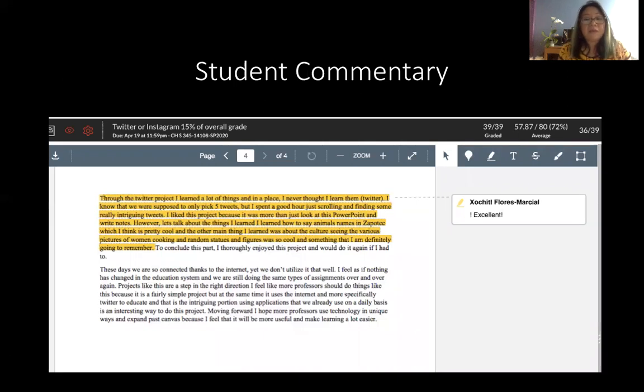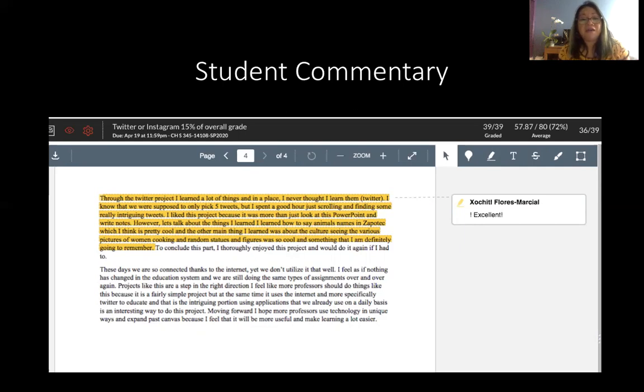So as an example of this semester's feedback from a student, and I thought this was perfect for the points that I'm making today, they say, "Through the Twitter project, I learned a lot of things, and in a place I never thought I would learn them, Twitter. I know that we were supposed to only pick 5 tweets." This is out of their 15 weeks of engagement. "But I spent a good hour just scrolling and finding some really intriguing tweets. I liked this project because it was more than just look at this PowerPoint and write notes. However, let's talk about the things I learned.